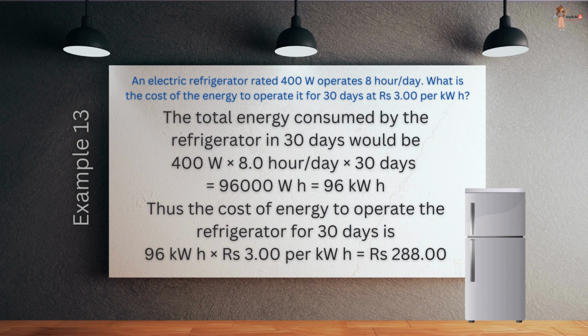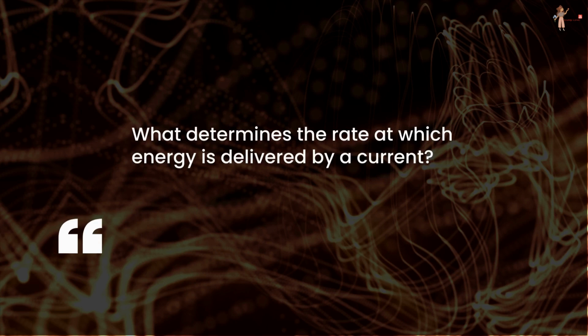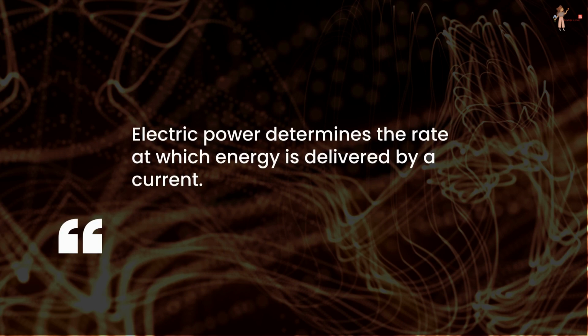Moving on. Now, if I ask you, what determines the rate at which energy is delivered by a current? We know that electric power is the rate at which electrical energy is transferred by an electric current per unit of time. Hence, electric power determines the rate at which energy is delivered by a current.